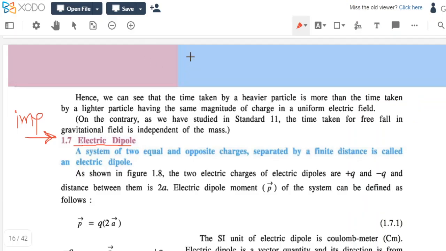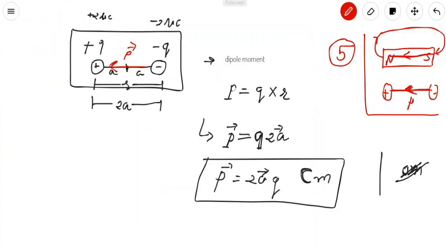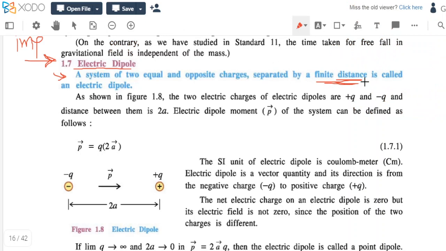So here is the definition: a system of two equal and opposite charges separated by a finite distance. It is a finite distance, so there must not be an infinite distance between them. Finite means it can be a micro-distance, whatever it is, but a distance that can be calculated. Such a system is called an electric dipole. Here is the negative charge, here is the positive charge, separated by a finite distance, say 2a, and that makes the electric dipole.